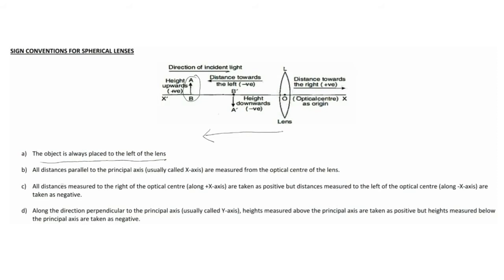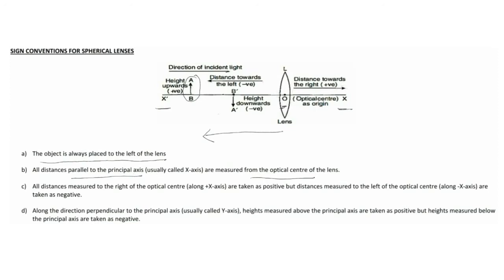Second point: all the distances parallel to the principal axis. X dash is the principal axis. All the distances parallel to the principal axis are measured from the optical center. O is the optical center. The distances parallel to the principal axis are measured from the optical center only.